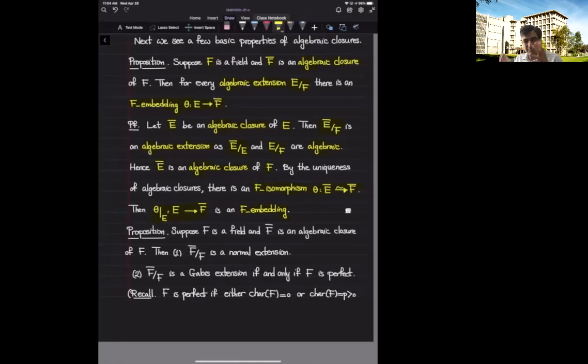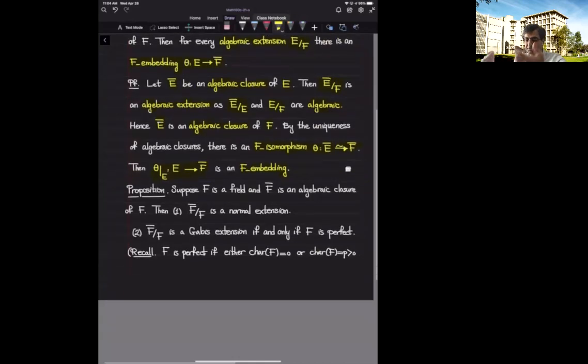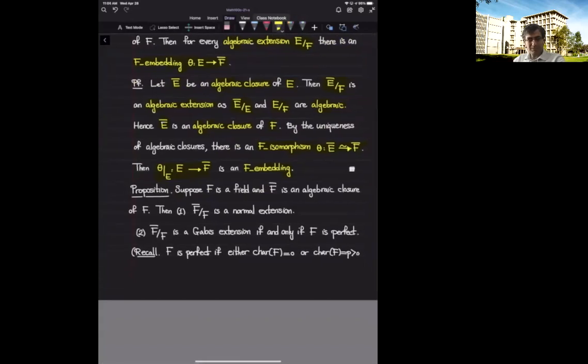If I have enough tools to understand F bar over F, then I can understand all the algebraic extensions of F. So then I can understand all the zeros of the polynomials. These understandings, and the word understand is quite vague, but it should motivate us to investigate the extension F bar over F further.